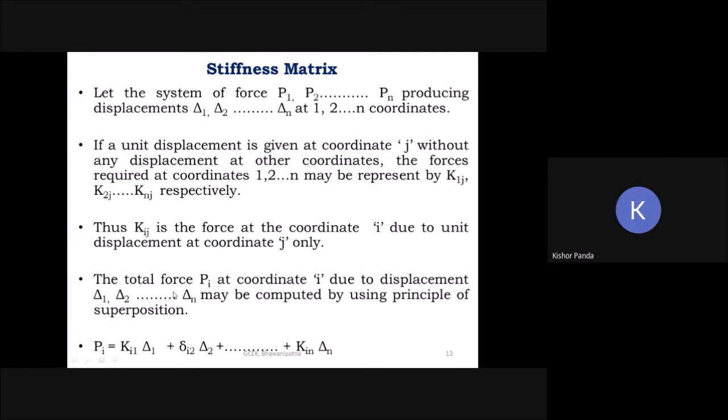Here you can find the total force Pi at coordinate i due to displacements delta 1, delta 2, delta 3 and up to delta n, and it may be computed by using the principle of superposition. Here also you can find Pi is equal to Ki1 delta 1 plus Ki2 delta 2 and so on up to Kin delta n. So what does it mean? Ki1 is the force required at coordinate i due to unit displacement at 1.